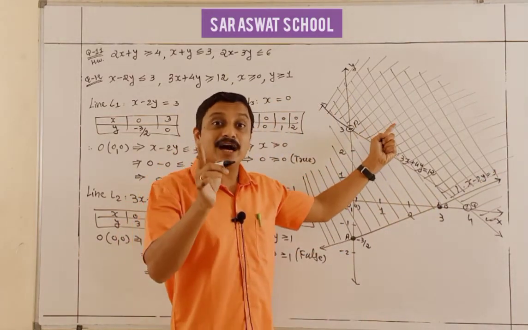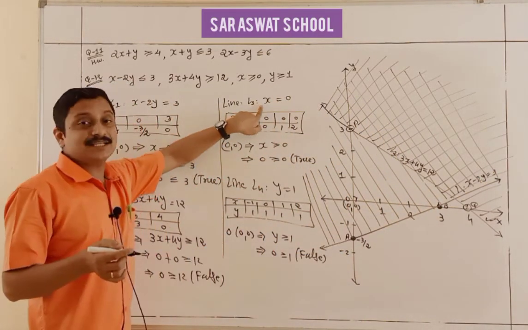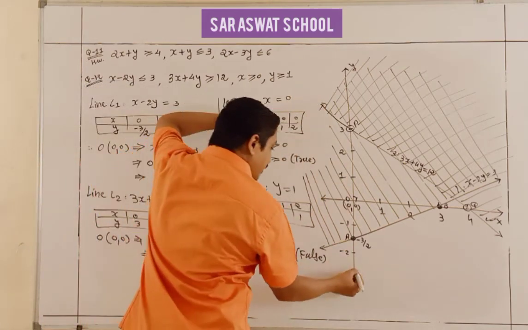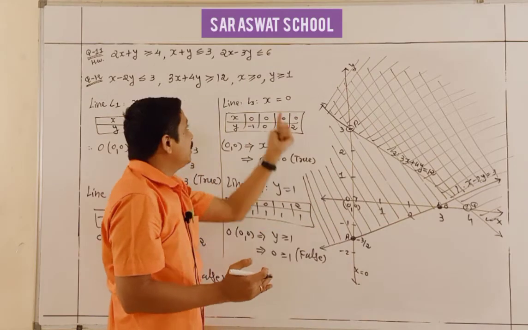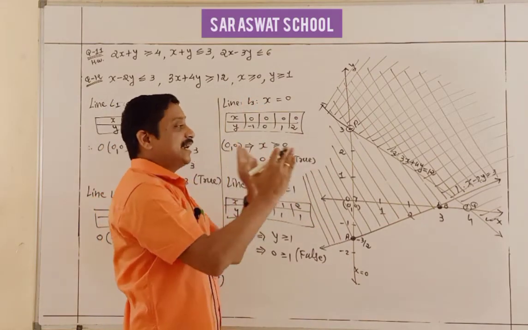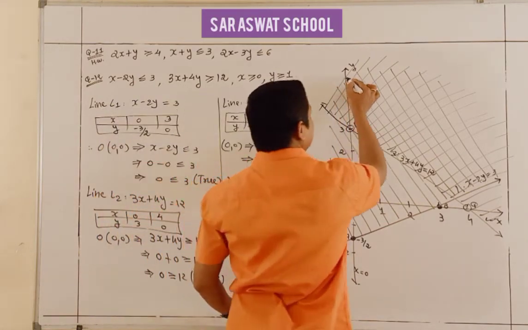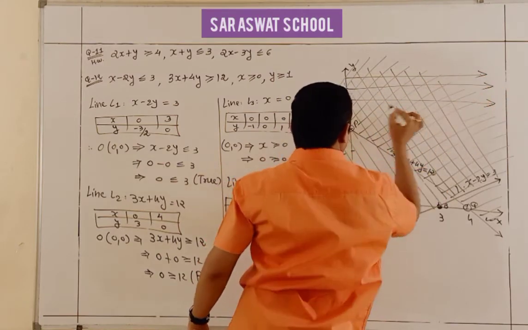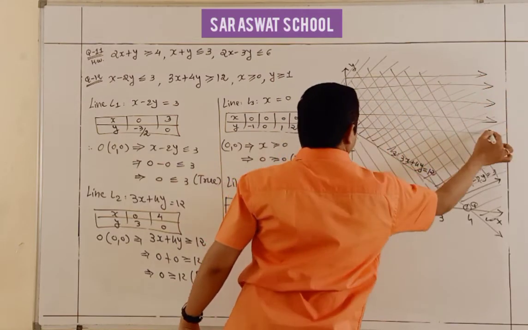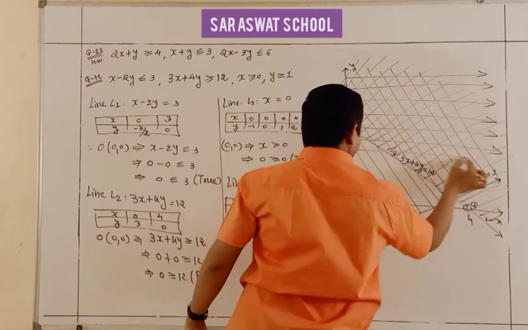But now I am going to the third one. X is equal to 0. It is itself the y-axis, and x is greater than or equal to 0. It is the right side, moving that way for shading. These are the right side. This is the third line, L3.